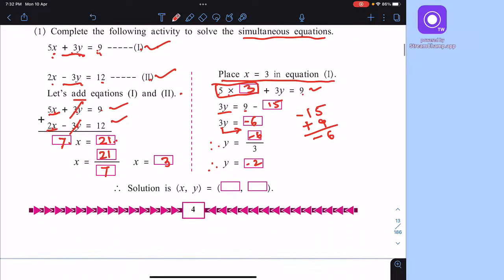Now, while writing the final solution, you have to write the ordered pair (x, y). Ordered pair means it is a pair of elements. There are two elements. And ordered means where order is important. First, you have to write x and then y. Similarly, you have to write the value of x first here. So 3 you write first and y, that is minus 2, you write here. This is the final solution.